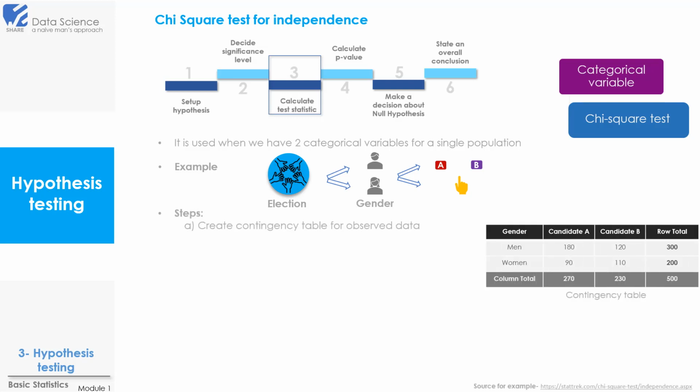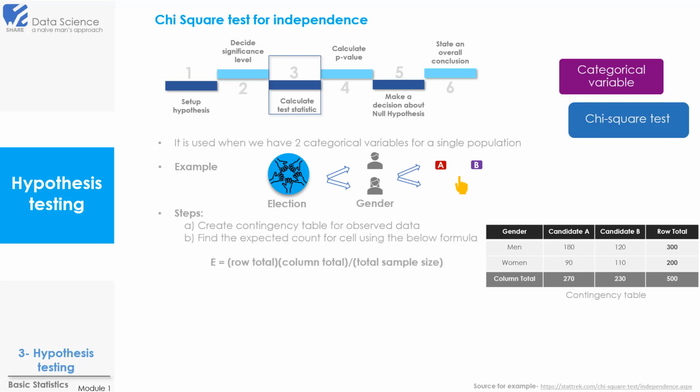The first step is to create a contingency table of the observed data. Now the table shown here is called a contingency table. A contingency table displays the relationship between several categorical variables. We can see here we have information such as how many men and women have voted, how many votes have been given to candidate A and candidate B, etc. So this is called a contingency table.